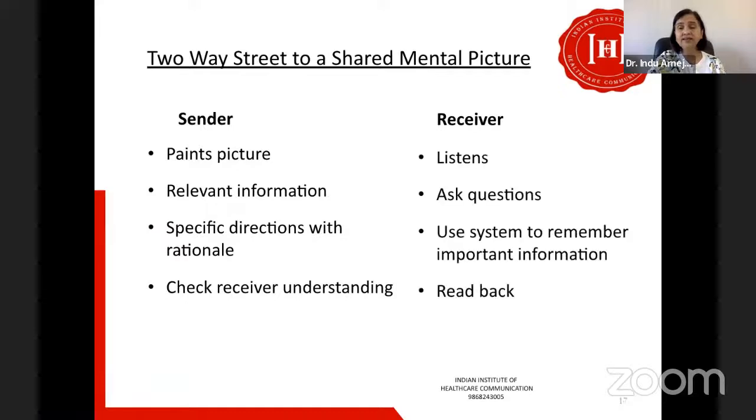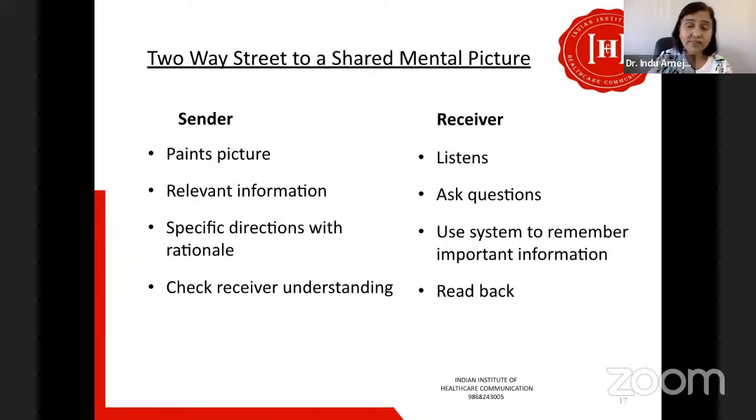On the other side, the receiver is responsible to listen attentively, ask questions, and use systems to remember important information, like writing down or making notes to make sure that you are understanding. And also read back so that you are able to communicate that, yes, I have understood. So there's a saying that handover is never given. Handover is always taken. If you are receiving a patient, you are responsible for the care and safety of the patient during your tenure or during your time when you are going to attend the patient.